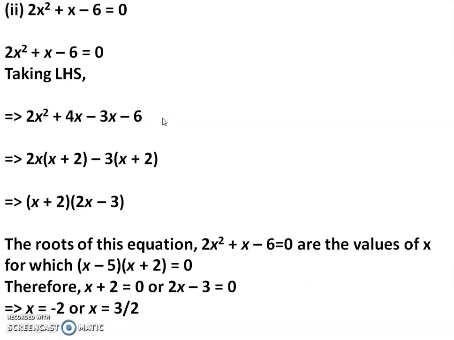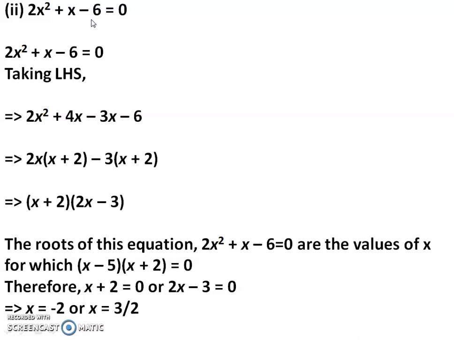Second question, 2x square plus x minus 6 equal to 0. Now, can you tell me what is the value of a here? Here, a is equal to 2, b is equal to 1 and c is equal to minus 6. So students, stop here. Think for a while. Here you will not consider negative 6 as the product.